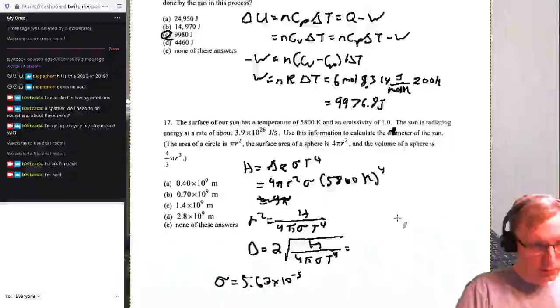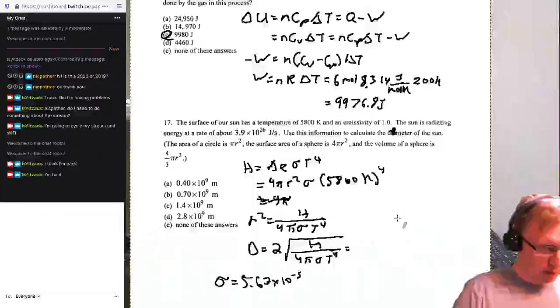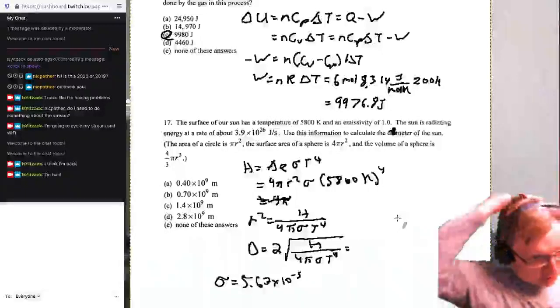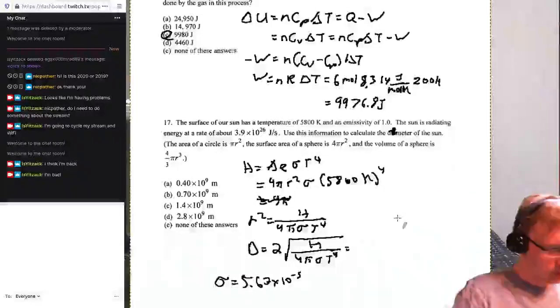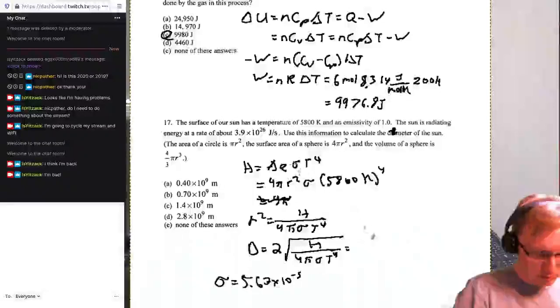2 square root h, 3.9 times 10 to the 26, divided by 4 pi sigma 5.67 E minus 5 times temperature of 5800 to the 4th. Is a really big number because it's in meters. Why do you do this? This doesn't make any sense. Whatever, my calculator doesn't help me either.